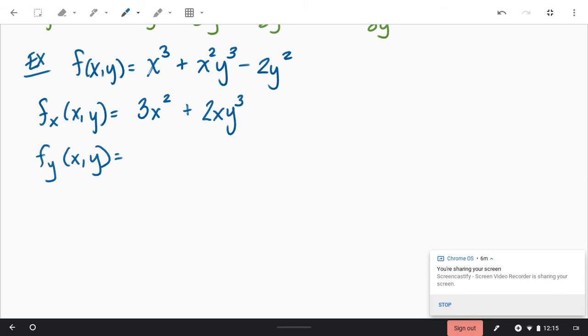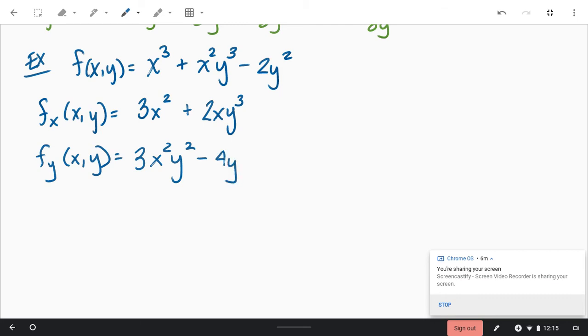If y is our independent variable, x is a constant, so the derivative of x cubed is just 0. The derivative of x squared y cubed would be 3x squared y squared. And then the derivative of 2y squared would be 4y.